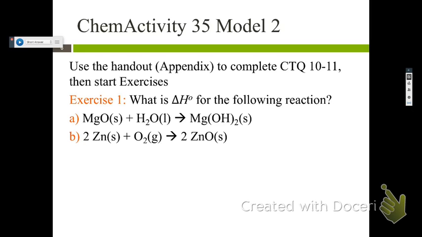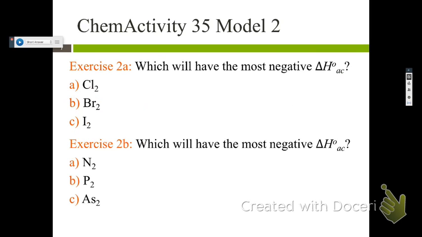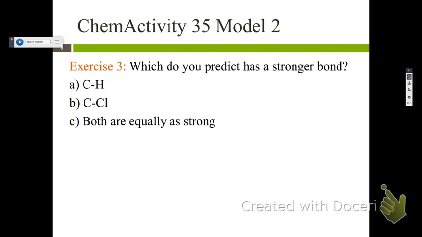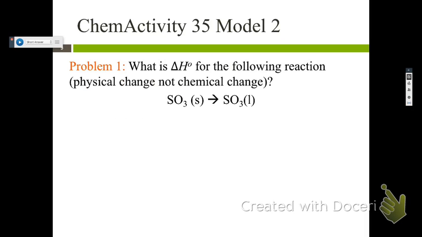Is that endo or exothermic? If it's exothermic, negative delta H again. Okay? Before we end class, I think you guys can work through the rest of those. I want to ask one last question. This question, go down to problem 1. Work the rest of those as practice.